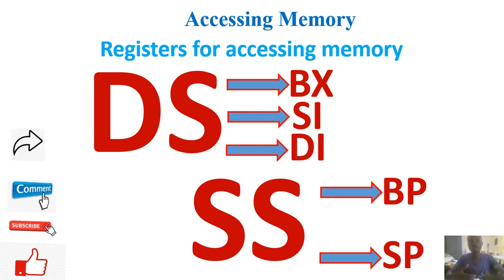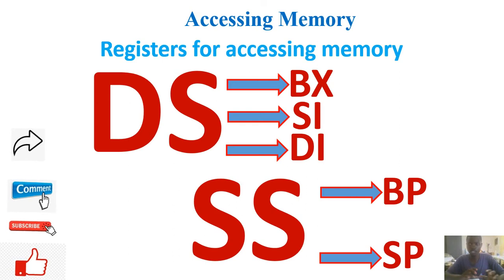Don't say SP is now used to access memory. I'm just saying if you want to calculate the physical address given the SP register, you use stack segment, right? So that's it. I'm just concluding what I've said. By default, BX, SI and DI registers work with the DS segment register, and BP and SP work with the stack segment register.